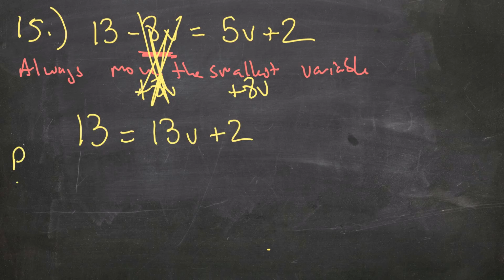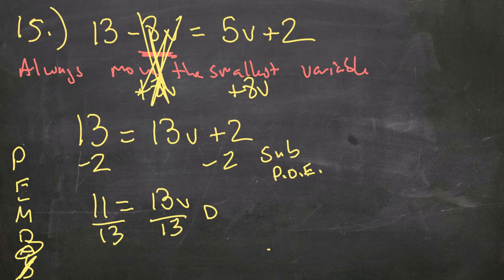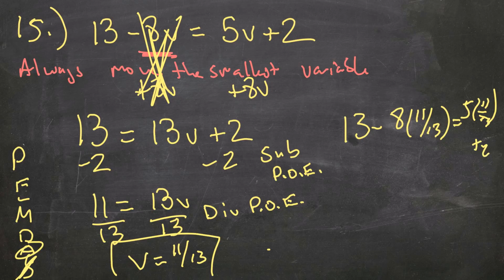Now that I have one variable, I can start thinking about PEMDAS. I don't see any subtraction, I see addition. That's why I minus 2 from both sides. I get 11 equals 13v because of the subtraction property of equality. Now I divide by 13 on both sides because of the division property of equality. I get v equals 11 over 13. Just leave it as 11/13. Alright? Now I plug it in. 13 minus 8 times 11/13. Does that equal 5 times 11/13 plus 2? It does. Works out.